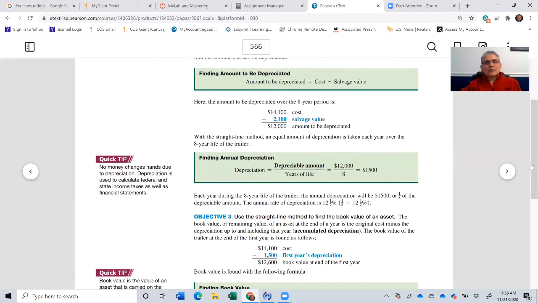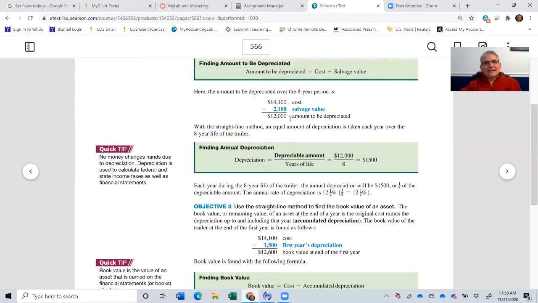Now, once we have the amount to be depreciated, then we just simply take that amount and divide it by its useful life. In this case, it's 8 years. So we'll take that $12,000, the depreciable amount, and we'll divide that by the years of life, which in this case is 8. 12,000 divided by 8 gives us $1,500. So every year we are going to depreciate this trailer $1,500.